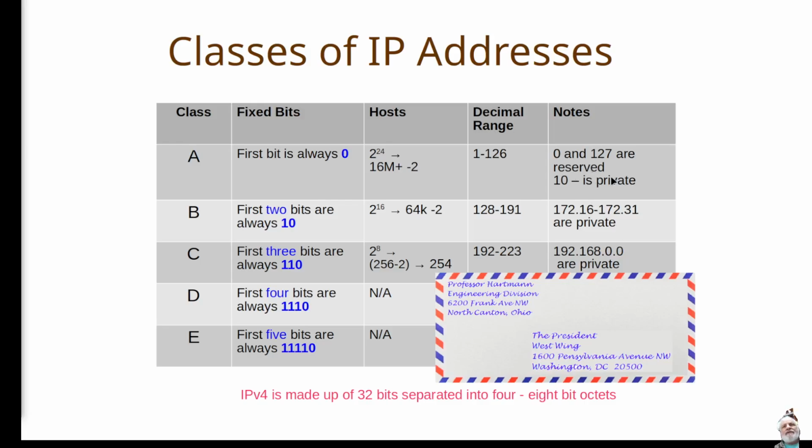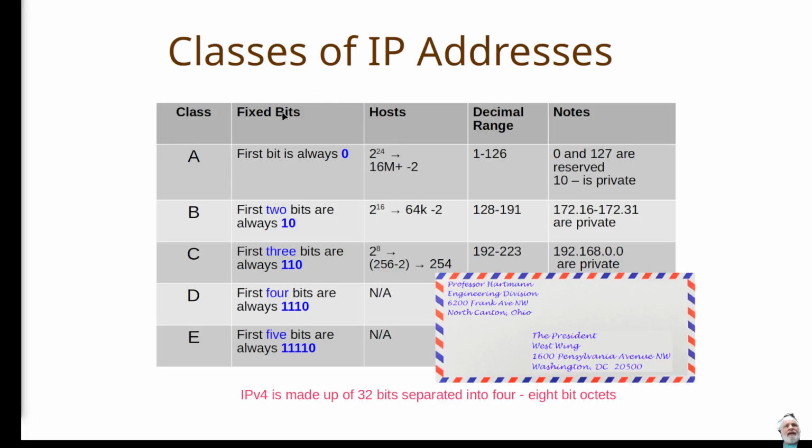Now notice over here, though, we make a special note where the 10 for the first octet is what they call the private range, which means that companies can use this as internal addressing. 172.16 and all the options between 16 all the way to 31 can be used as private in class B, and 192.168, any of these networks can be used.